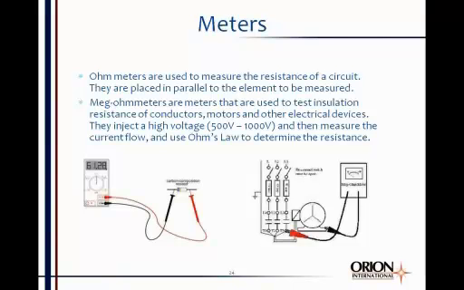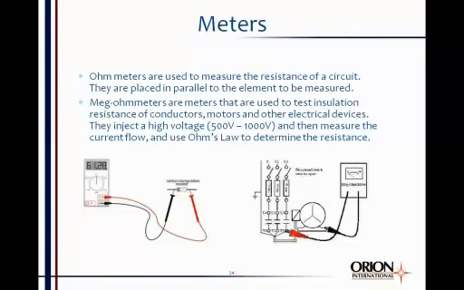Ohm meters are used to measure the resistance of a circuit, and you place the ohm meter in parallel to the element or across the element to be measured. In the example on the left at the bottom there, you see a resistance, and you're measuring the resistance of that resistor using an ohm meter.